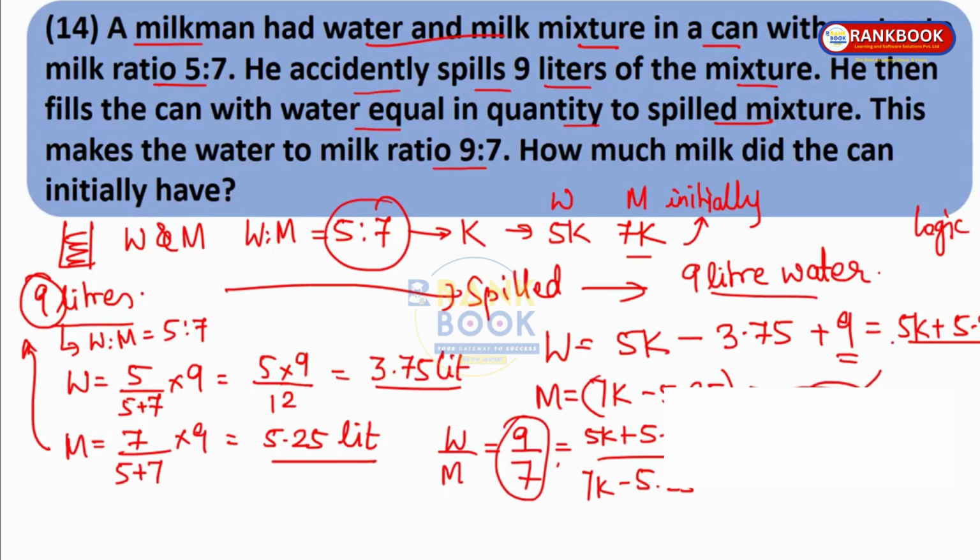If the value of k is 3, what is the amount of milk initially? It is 7k, that is 7 times 3, which is 21 liters. So 21 liters is the amount of milk the can had initially.